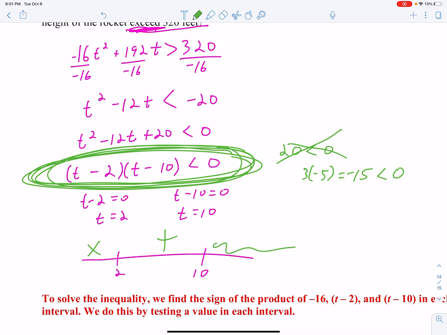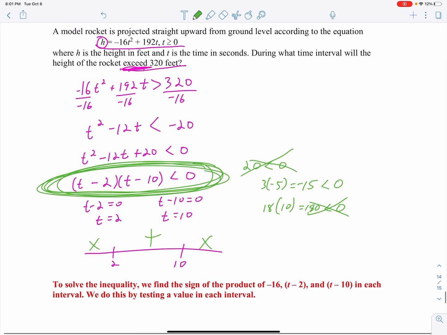Now we pick something bigger than 10. Pick anything, I don't know, pick 20. 20 minus 2 is positive 18. 20 minus 10 is positive 10. This is 180, which is not less than 0, so this interval does not work. So to answer the question up there, the time interval, we can write it in inequalities, it's from 2 to 10. That's the only interval that works, not including the 2 and 10.